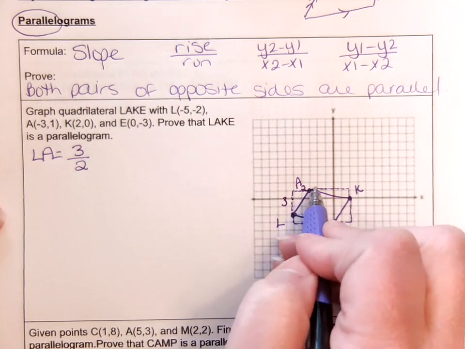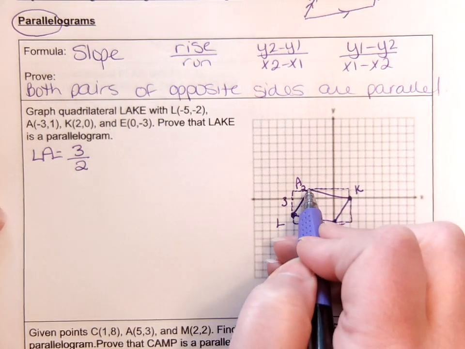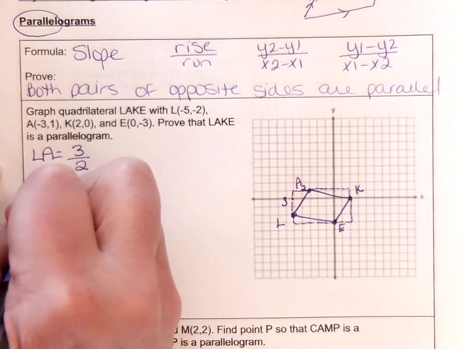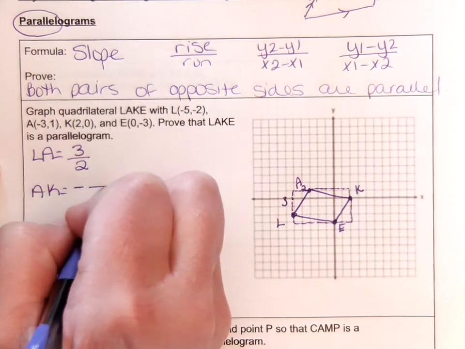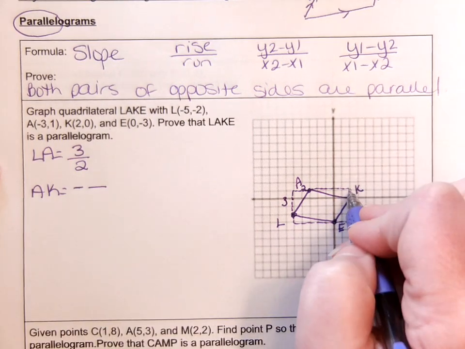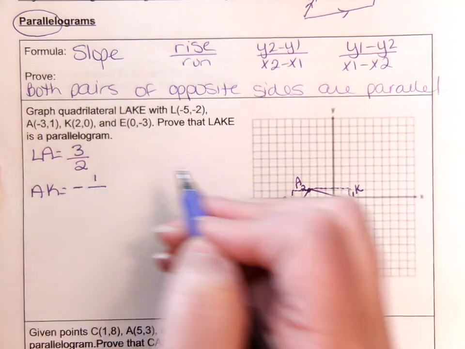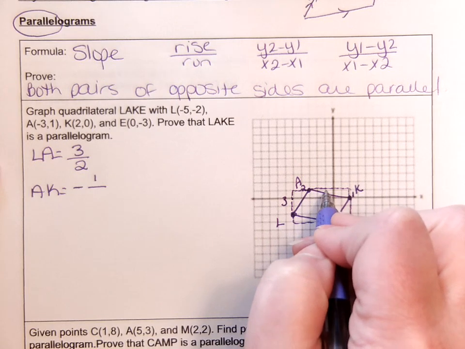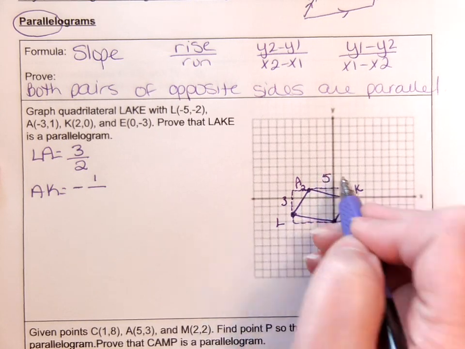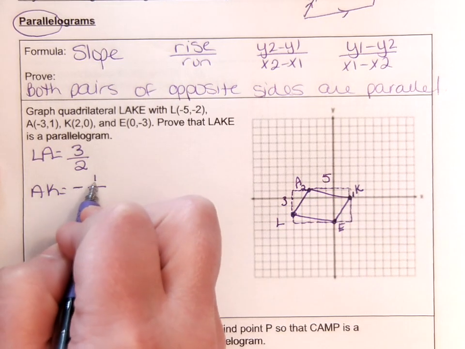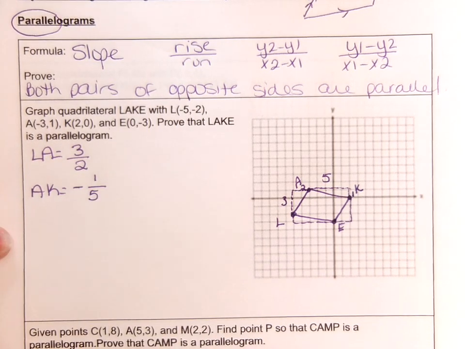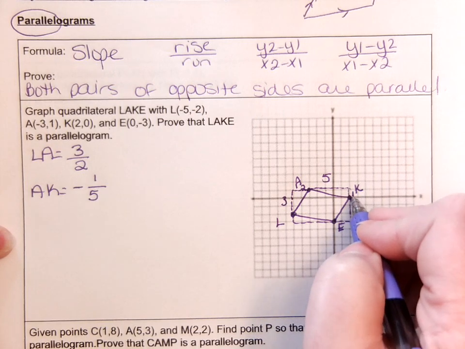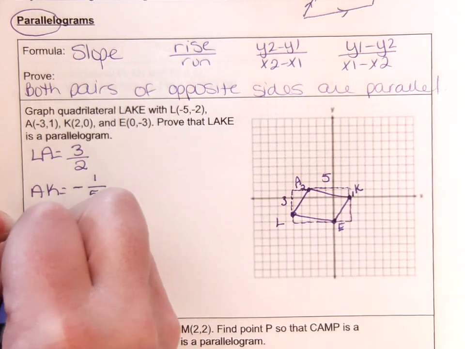And then I'm just going to keep going around in a circle here. So A to K. And that's going down, so it's going to have a negative slope. And it's going down 1 and right 1, 2, 3, 4, 5. So it's going down, so negative, and it's going down 1 and right 5. All right, so then keep going, K to E.